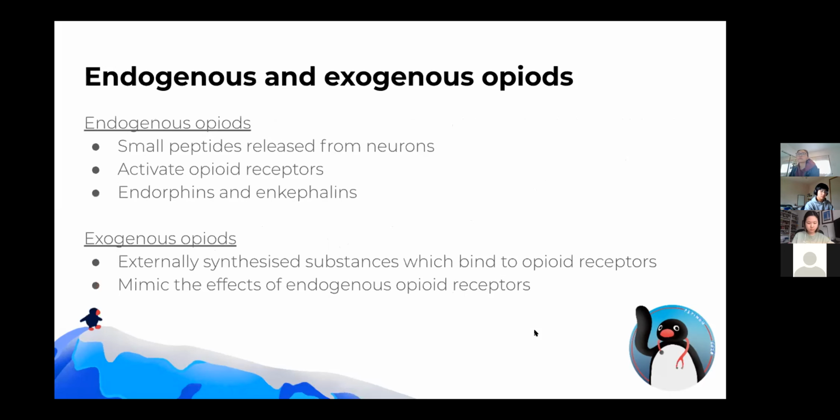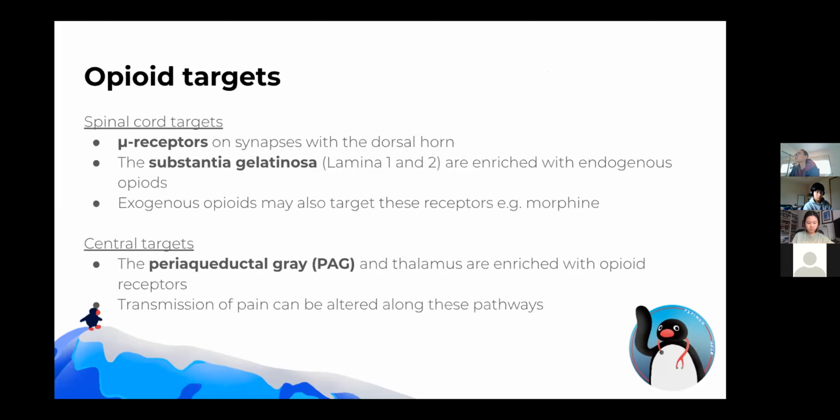And so there's a few types of opioids. There's either endogenous or exogenous. So endogenous just means produced in the body. So these are just mainly small peptides produced from neurons, basically your endorphins and enkephalins, and your exogenous opioids are externally synthesized, and they mimic the effects of endogenous. So your drugs are your exogenous opioids.